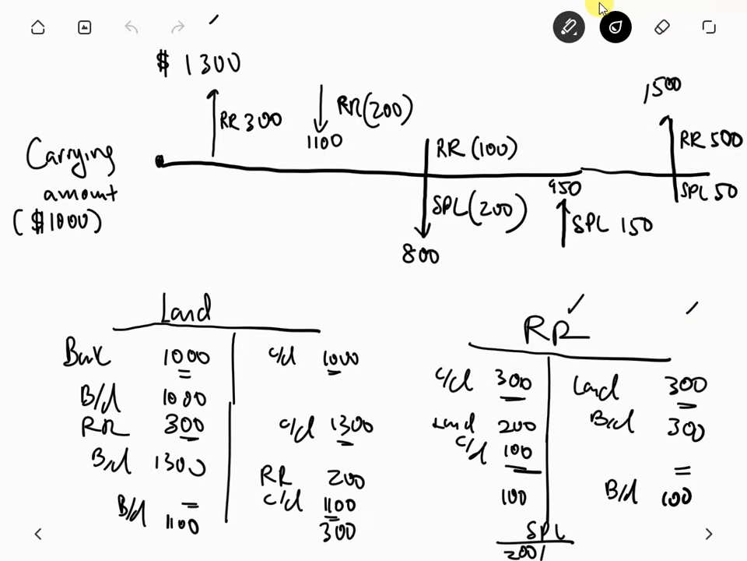RR, revaluation. Second year, from 1,3 down to 1,2. How? Value dropped by 100. So what do? Do I reverse out RR? Yes, reverse out RR becomes 200.